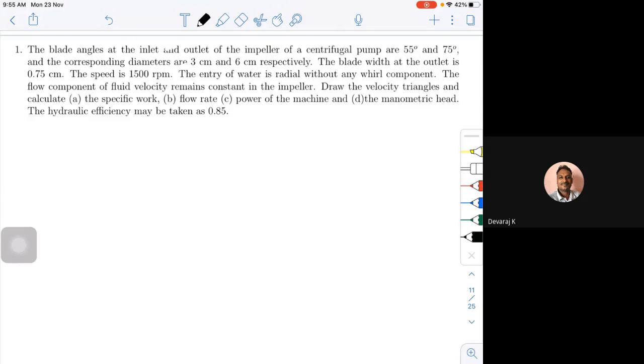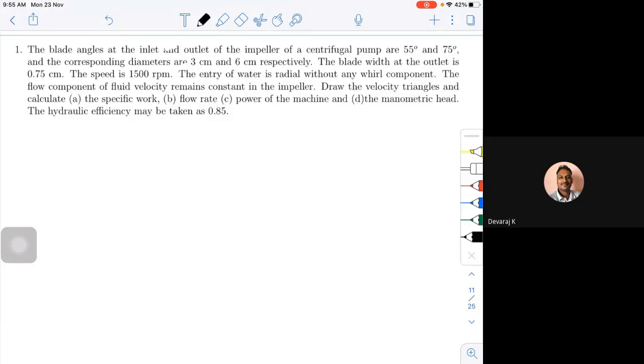What is the meaning of it actually? My VW1 at the inlet is equal to 0. The flow component of the velocity remains constant in the impeller. That is my VF1 and VF2 both are the same. Draw the velocity triangles and calculate.